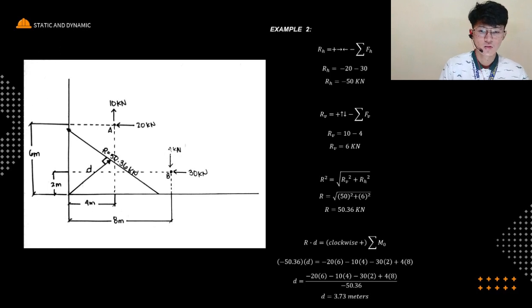So substitute lang natin yung value na nakuha natin. R equals square root of 50 squared plus 6 squared. So pag kinalculate natin, R equals 50.36 kN.